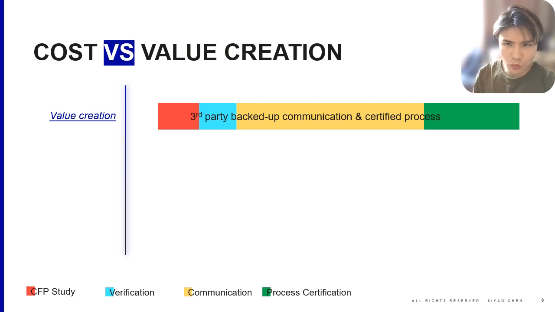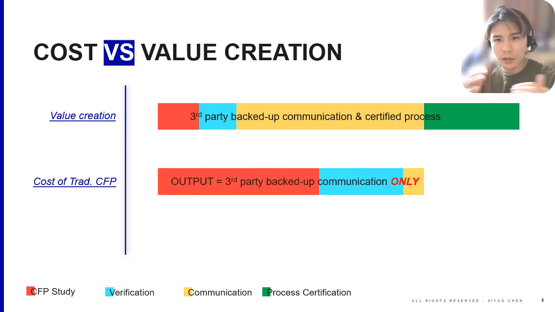So red stands for CFP study, cyan is its verification, yellow stands for communication, and green for process certification. Knowing that companies that are for profit, making communication and the fact that they received the certification on their process are helping the company to win competitiveness and thus bring more direct value to the company. While being the backbone, the CFP study itself, together with its verification, is relatively bringing less value to the company.